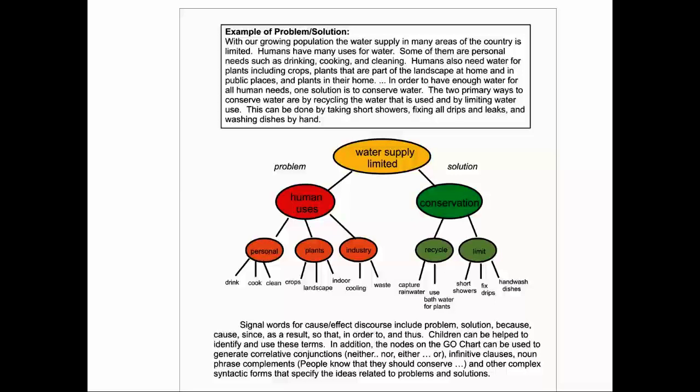And then again, we are going through, in order to have enough water for all human needs, one solution is to conserve water. The two primary ways, so that tells us that there's going to be two of these main topics or main subtopics. To conserve water are by recycling water, and then it gives a definition of that, or by limiting water use, and then it gives some details supporting that.